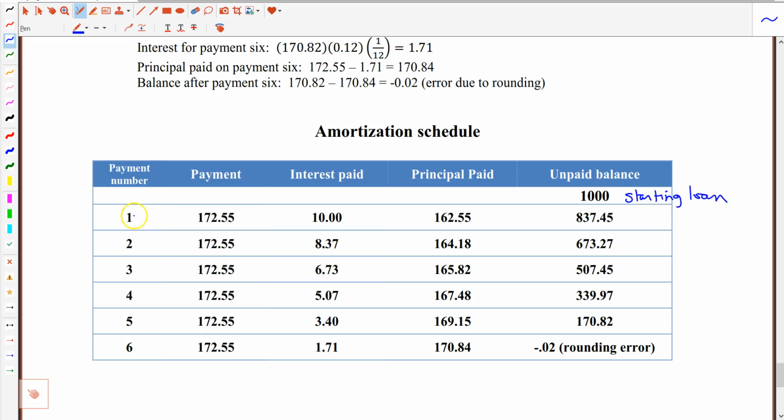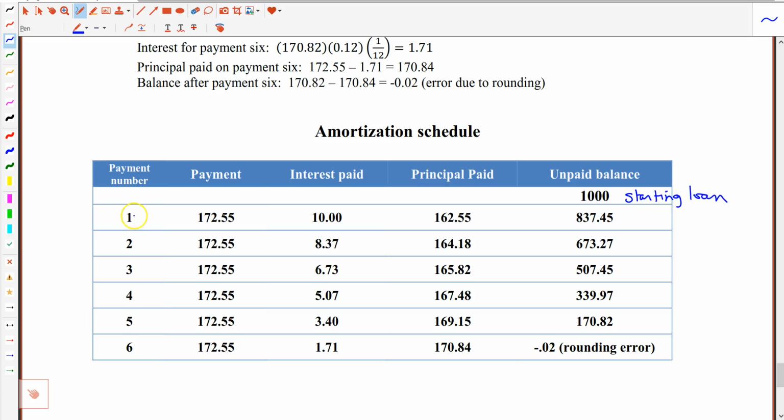So I'm going to send in a payment for $172.55. The loan company is going to siphon off $10 for themselves, which means then $162.55 goes toward actually paying down my loan. At that point in time, after payment 1 goes through, my loan was at $1,000. I will have paid off $162.55. Now my current loan balance is $837.45, which will complete the first row of the table.